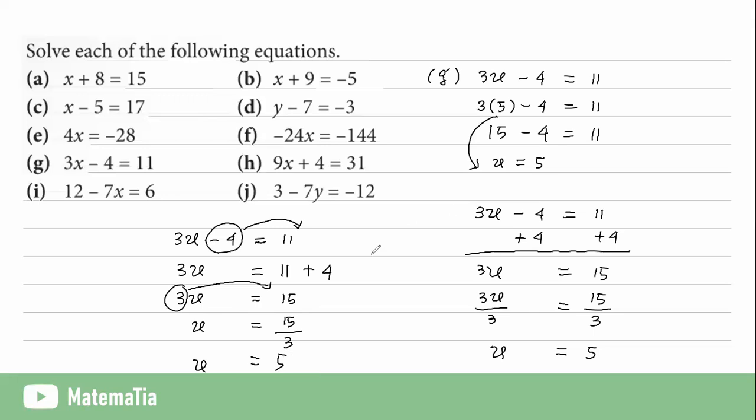Okay, so these are the ways to find the solution of question G. So now you may pause the video while you find the solution for question H. You may pick the way you prefer to use.